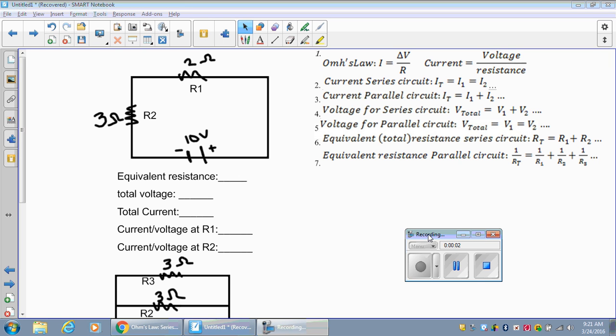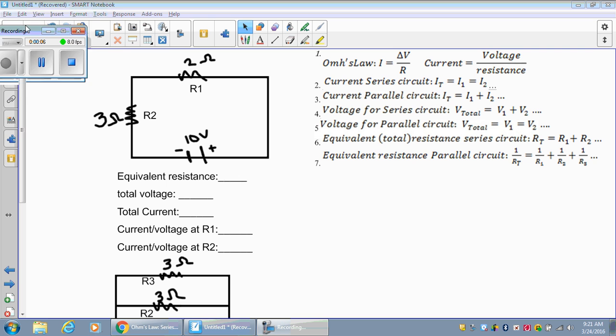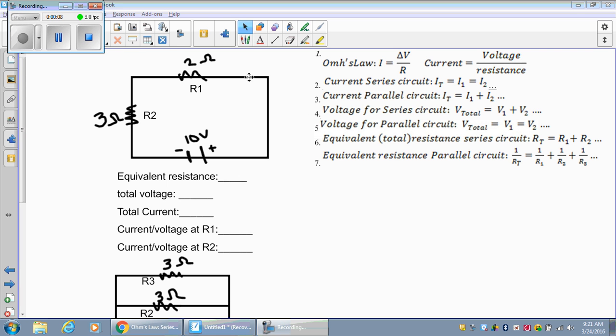Why? So series circuits. We're gonna do series circuits in this one. Let me go over Ohm's law real quick. Ohm's law relates current, which is I, potential difference, which is change in V, also called voltage, divided by R, resistance.